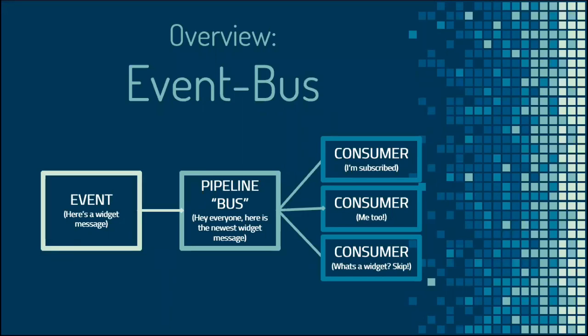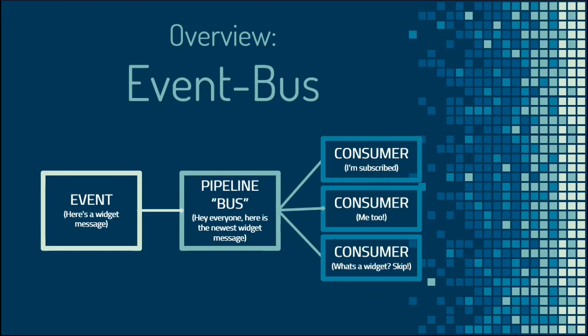As part of the EDA, the event bus pattern allows events to be passed through a pipeline to consumers who have subscribed to certain events. After the event is created, it is then sent through the entire pipeline to all consumers. It is the responsibility of the consumer to decide if it wants the event and then what to do with it. For example, a widget message event is created.